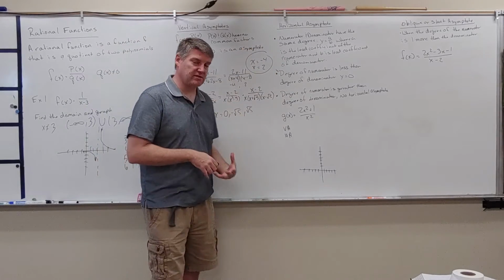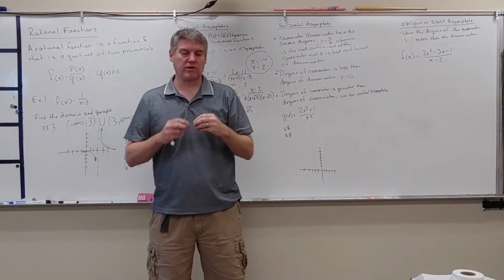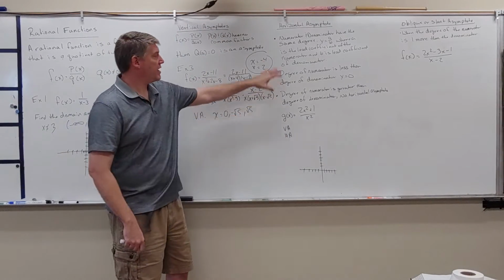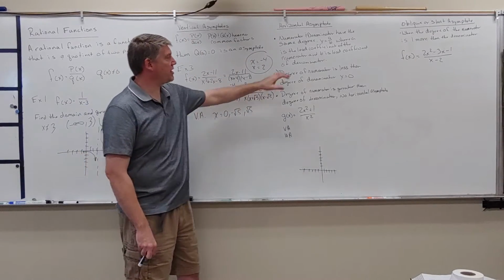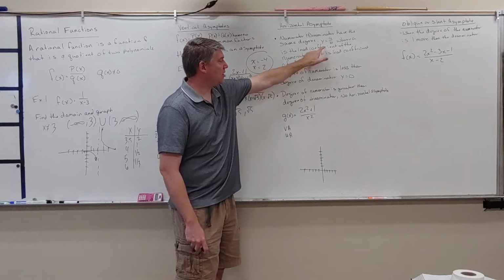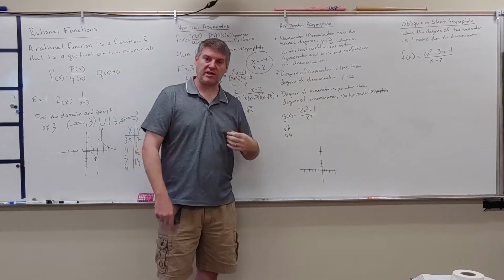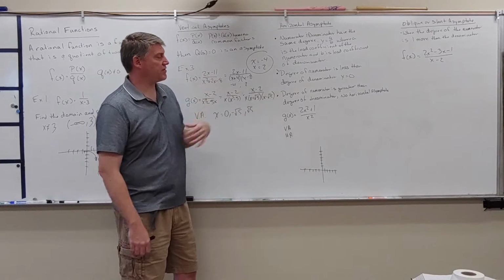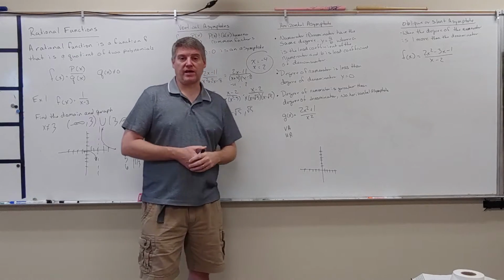Horizontal asymptotes. Now this is a lot of writing here. So essentially, what we're going to do is look at the lead term of the numerator and the denominator. If the numerator and the denominator have the same degree, we look at the lead coefficients. So we're going to put lead term over lead term, reduce it. That's my horizontal asymptote.